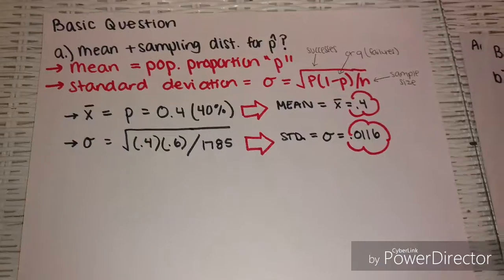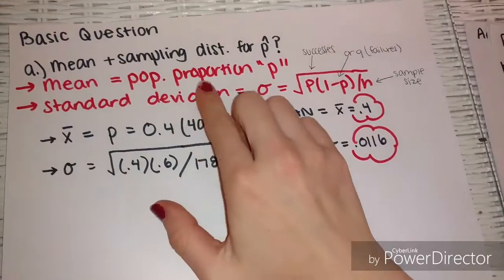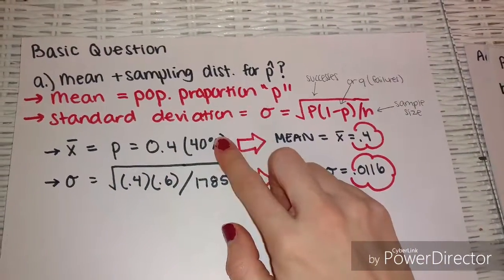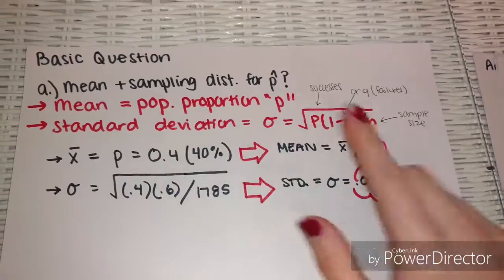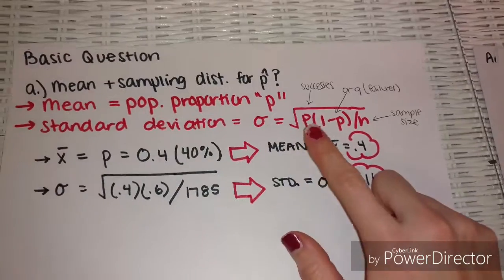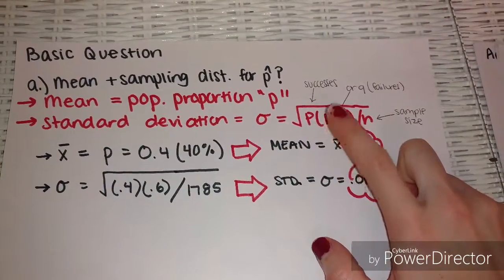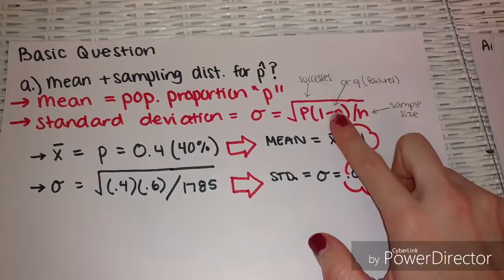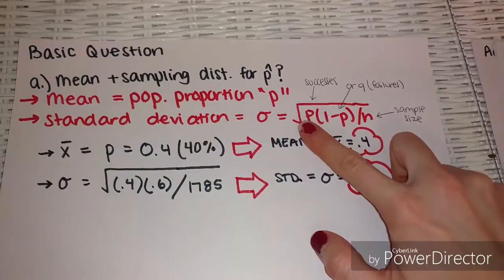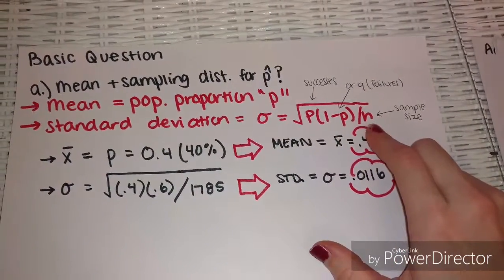Alright, so our mean is equal to our population proportion, or p. So we would take our 40% and convert that to a decimal, and our mean is 0.4. And our standard deviation, here's our formula. We have the successes, p, and then 1 minus p, or q, which would be our failures. So p times q, our failures, divided by our sample size.